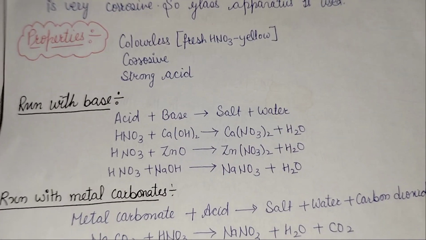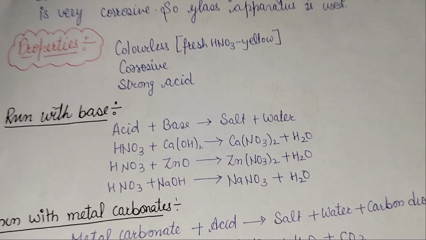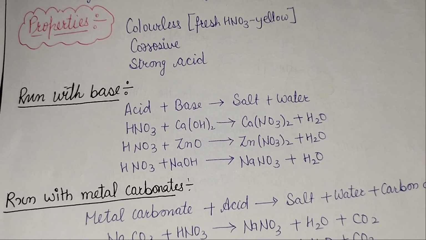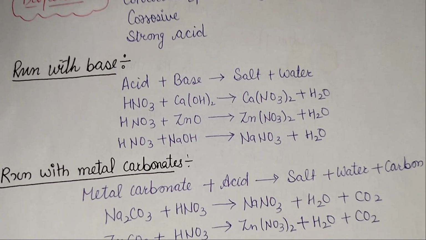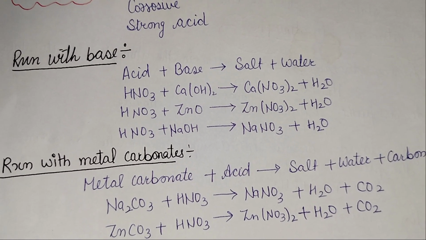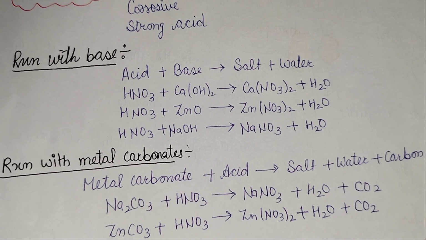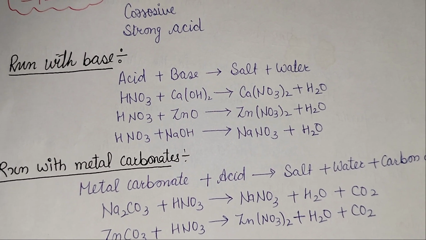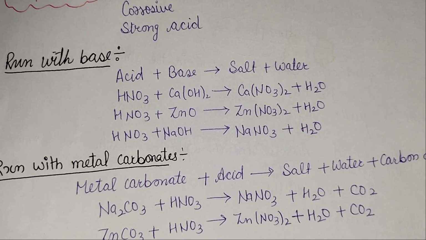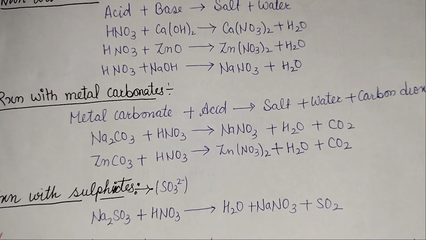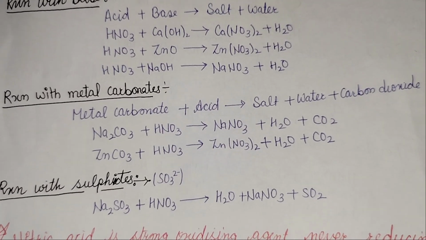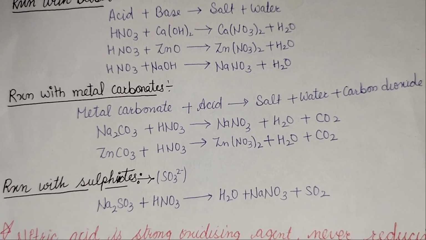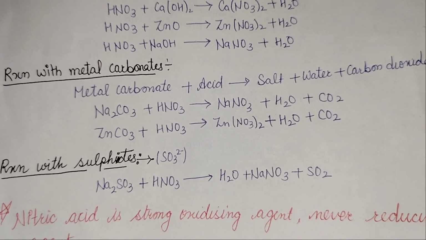Then come to its properties. It is colorless, but only fresh HNO3 is yellow in color. Corrosive, which means it is a strong oxidizing agent and it is a very strong acid. Then reaction with base: of course it is a strong acid, so it will lead to a neutralization reaction, and in a neutralization reaction, acid reacts with base to form salt and water. Then the reaction with metal carbonate: metal carbonate will react with the acid and lead to the formation of salt plus water and carbon dioxide. In case of sulfides, it will form sulfur dioxide.